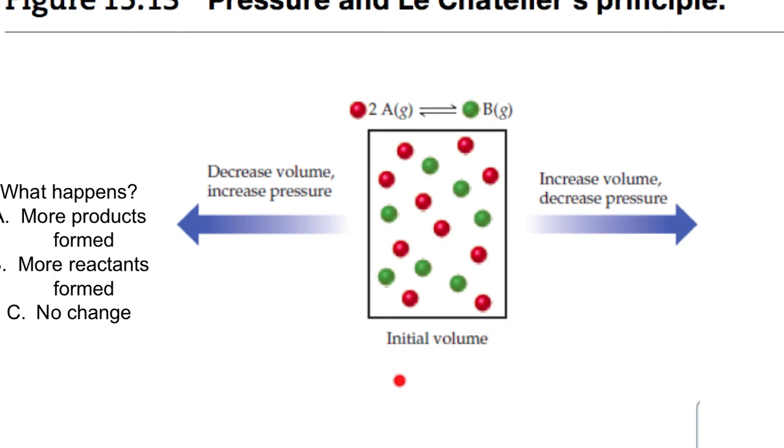Okay, so we have an initial volume. If we decrease the volume, what happens? We increase the pressure. This is PV equals nRT. So if you decrease the volume of the container, you're increasing the pressure. If you increase the volume, you're effectively decreasing the pressure. So remember how your volumes and your pressures are related. That's PV equals nRT. I'm going to write this with my finger. It will look bad.